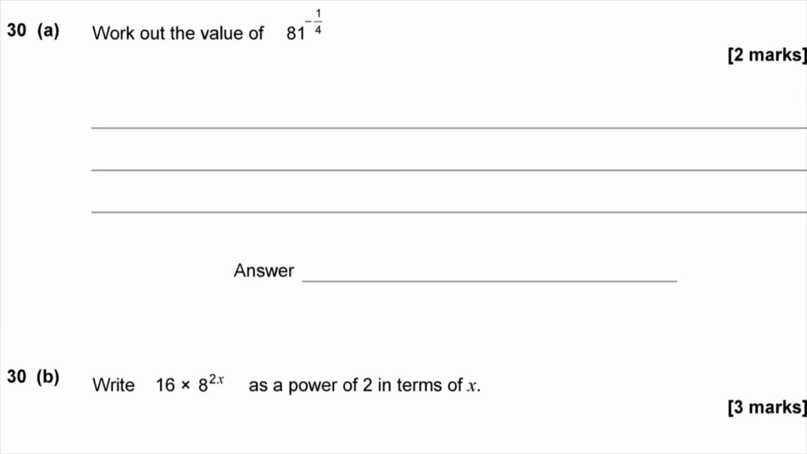Question 38. Work out the value of 81 to the power of minus 1/4. Now, with indices here, we've got two separate operations. We've got that minus sign in there and then the quarter. Now, the minus sign means 1 over. So 81 to the power of minus 1/4 is the same thing as 1 over 81 to the power of 1/4. So I've done the negative part.